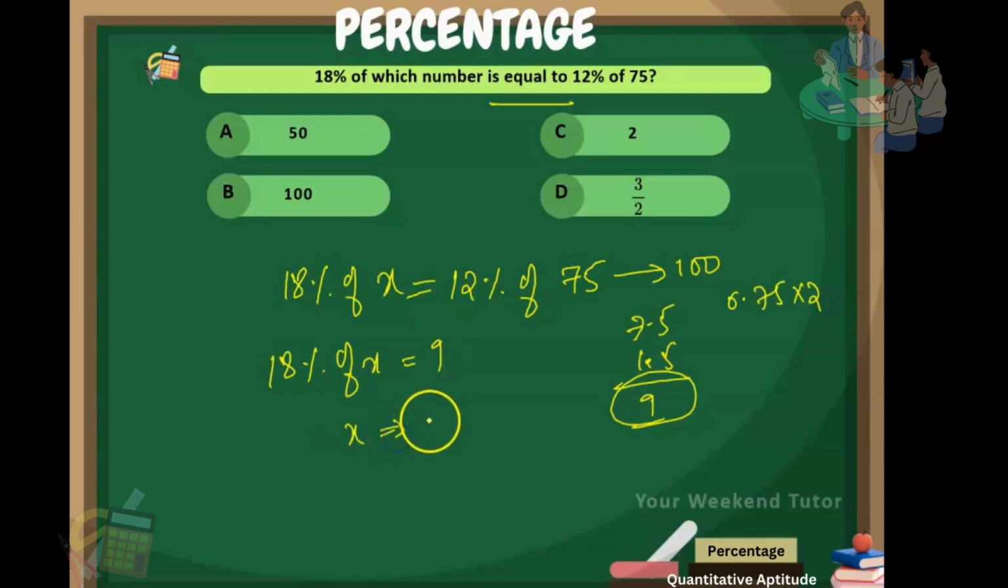X is equal to 9 into 100 by 18. 9 1s are 9, 9 2s are 18. 2 cancels, 50. So X is equal to 50. 50 is the correct answer, right? So any question that is given, make it very simple and solve it in just 30 seconds. Okay.